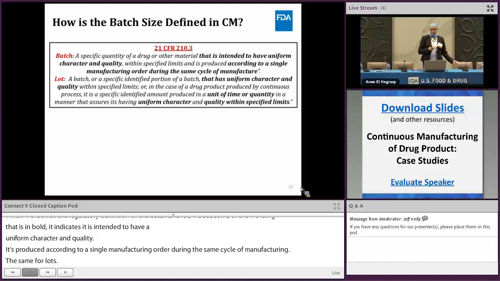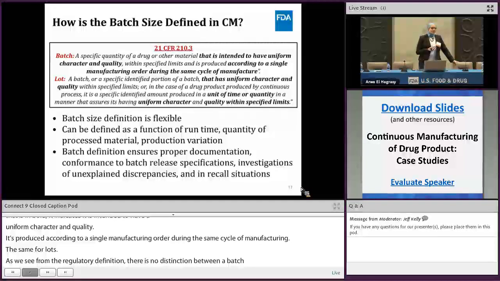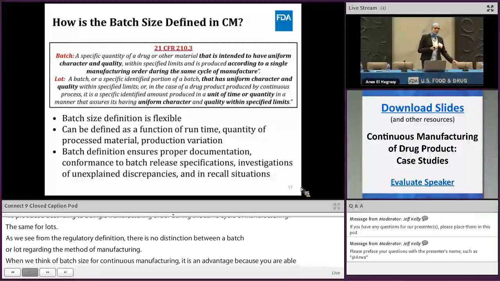So as we see from the regulatory definition, there is no distinction between a batch or lot regarding the method of manufacturing. But when we think about a batch size for continuous manufacturing, it's an advantage because you are able to have a flexible batch size depending on the demand for your product, for example. But it has to be defined a priori. You cannot just go in and see how much you're going to get of the product. So it has to be defined.